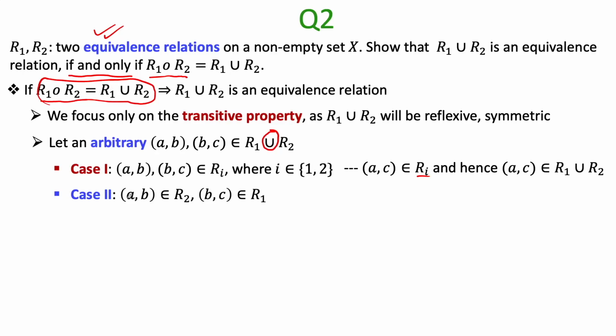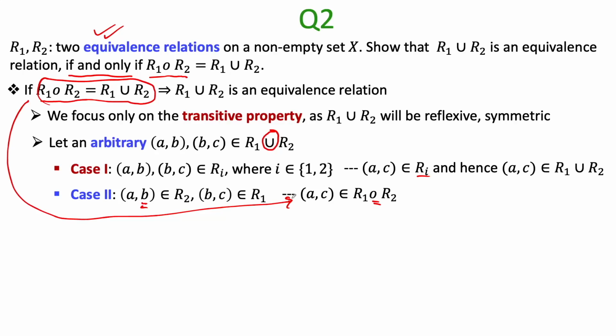Case 2 could be where the ordered pair AB belongs to R2 and the ordered pair BC belongs to R1. In that case, you will have A, B and B, C present in the union as well. Now, as per the definition of composition of two relations, the ordered pair A, C will be present in the composition of R1 and R2, because you have an intermediate B. So AB is in R2 and BC is in R1, hence AC will be in R1 composition R2. But our premise says that the composition of R1 and R2 is exactly the same as the union. So if A, C is present in the composition of R1 and R2, it will be present in their union as well, and hence in this case also we proved the transitivity property.